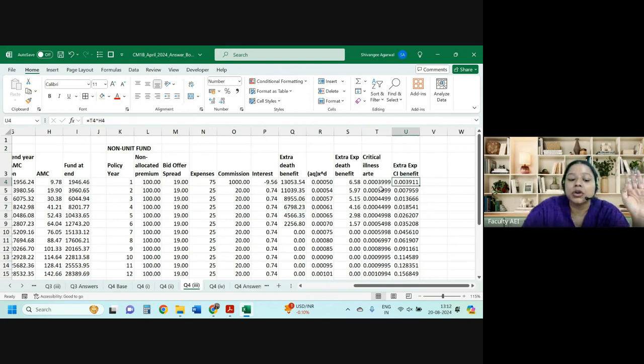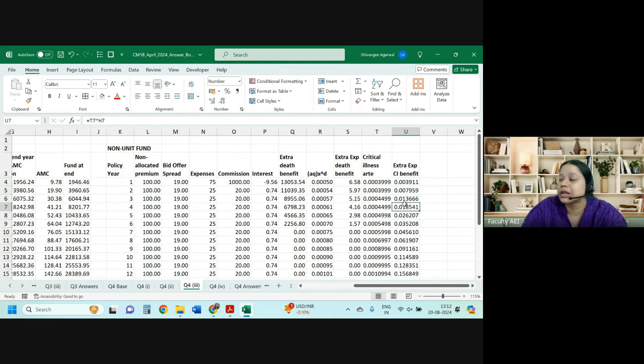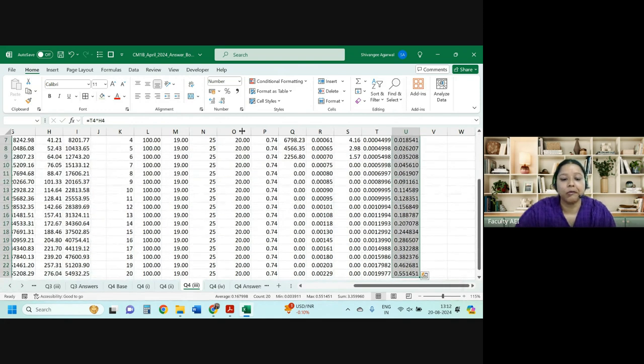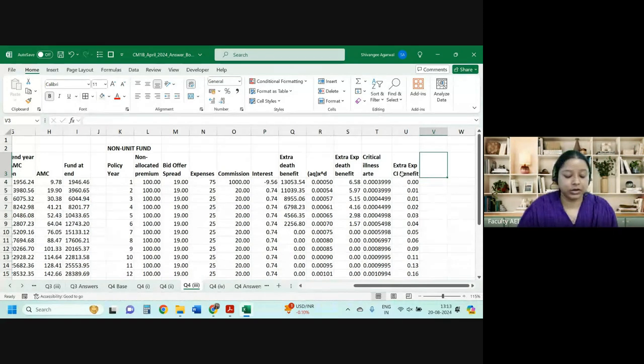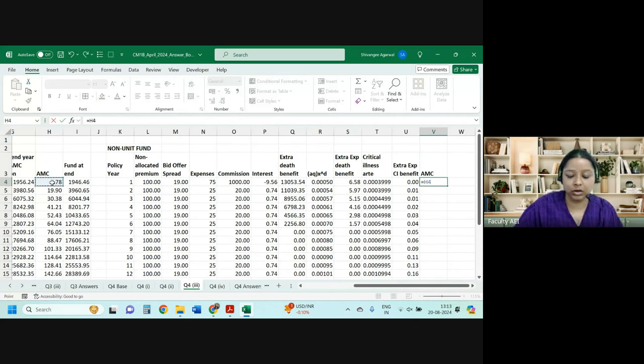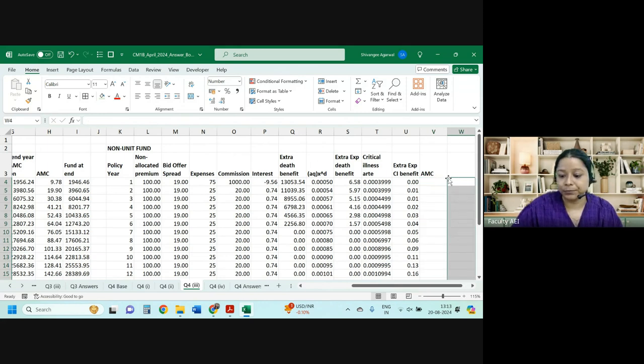Here, what you are not getting is the AMC that you should have earned. You will not get AMC in this case for the critical illness. Will you get that AMC? Yes or no? You will not get that AMC. So we'll subtract that AMC. Now we'll just do the calculations as usual. We have taken everything.